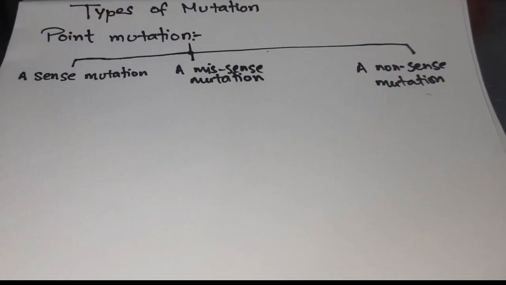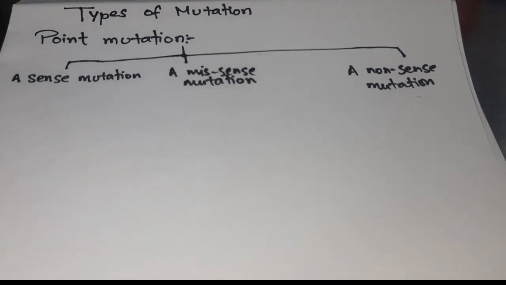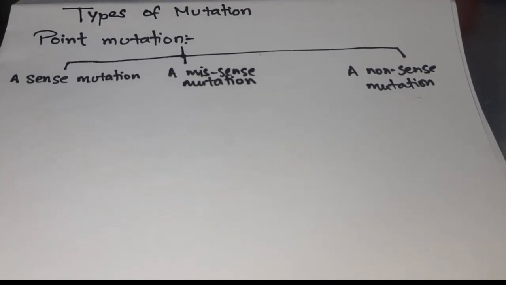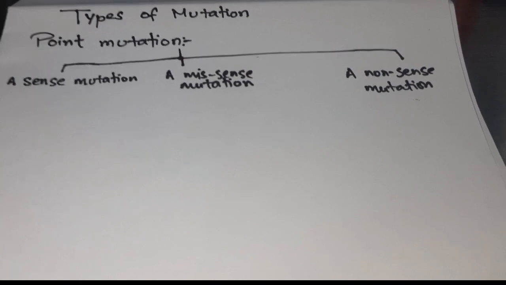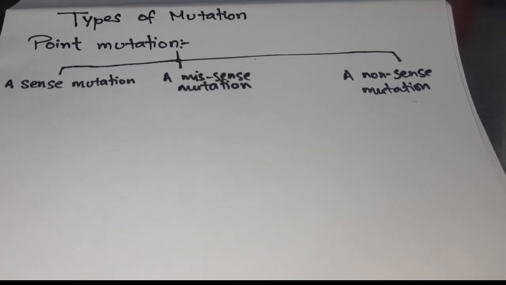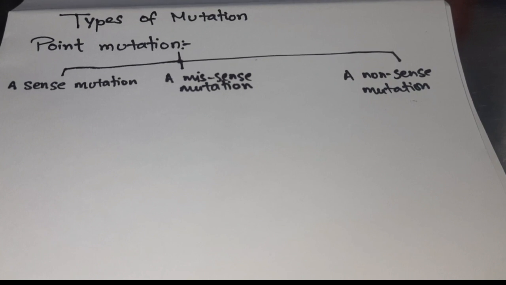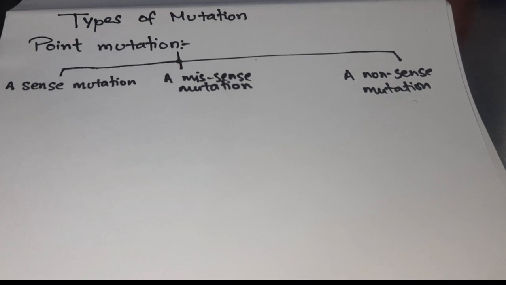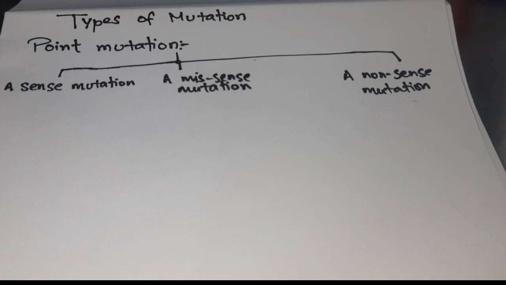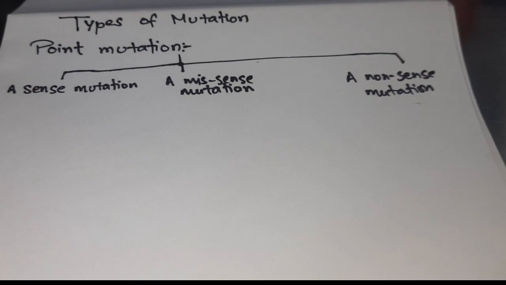So that if you forget, you can draw this chart. Point mutation is divided into three categories: a silent mutation, a missense mutation, and a nonsense mutation. In a silent mutation, a substitution results in a new codon that codes for the same amino acid. In a missense mutation, a single substitution results in one wrong codon and therefore one wrong amino acid. So here is the problem.